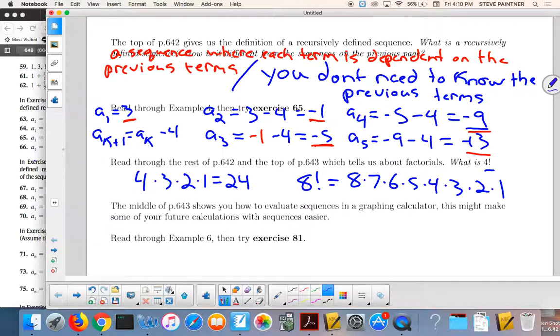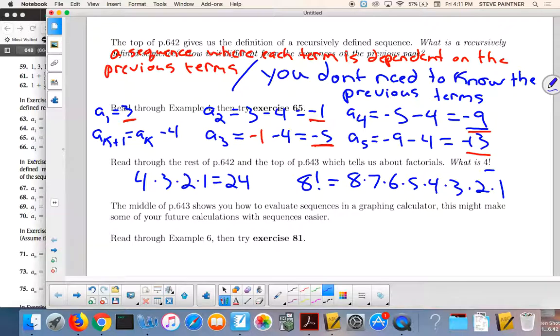That's all factorial means. The next thing I have here written in your notes is that the middle of page 643 shows you how to evaluate sequences in a graphing calculator. I'm not going to require you to do this, but this might make some of your future calculations with sequences easier. So it might be easier for you to use the functions of the graphing calculator to figure some things out. The middle of page 643 shows you how to do that. I'm not going to go through that, and it's up to you if you want to do that or if you want to do it by hand.